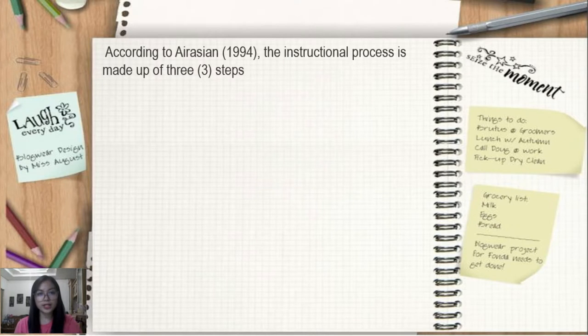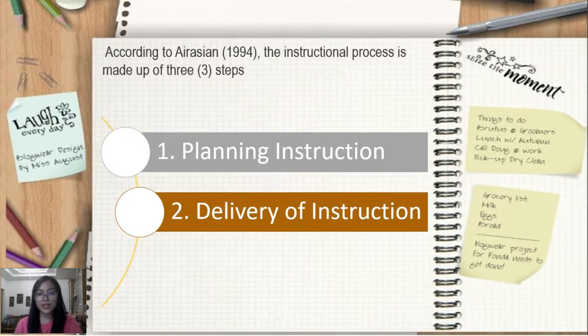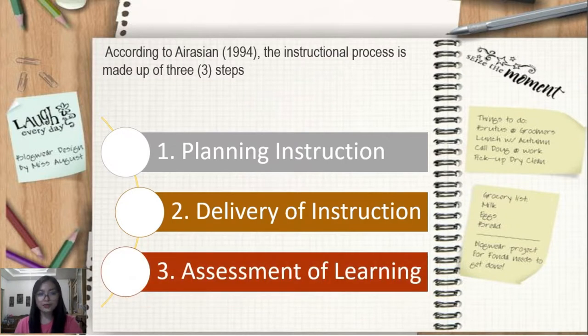According to Airasian 1994, the instructional process is made up of three steps. First is planning the instruction. Second, delivery of instruction. Third is assessment of learning. So before an actual teaching, there's already an imagination of teaching, which is done in the making of the lesson plan. This is the time wherein we imagine, we assess the levels of our learners, and we select the appropriate teaching methods that will be useful for the students to understand the lesson better.